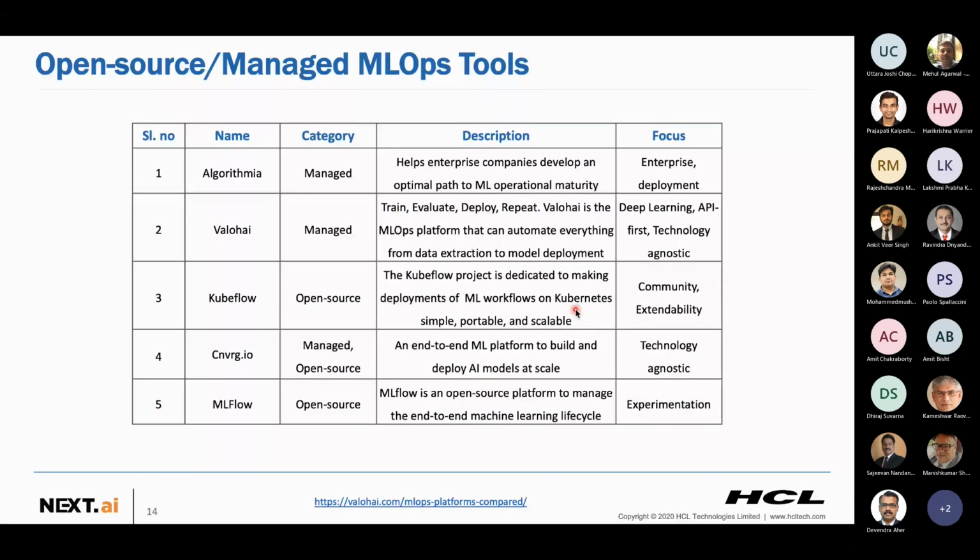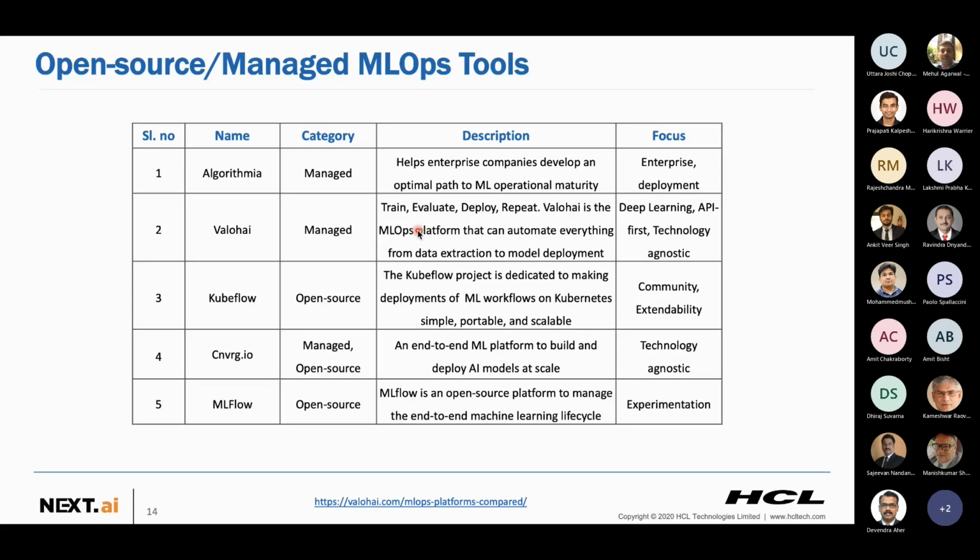So these are some of the open source or managed MLOps tools. The first ones are Algorithmia and Valohai. The first two are managed enterprise grade tools that are available for MLOps. Algorithmia provides security and governance across data models, as well as deployment infrastructure. It also provides reporting and monitoring tools to improve performance and compliance.